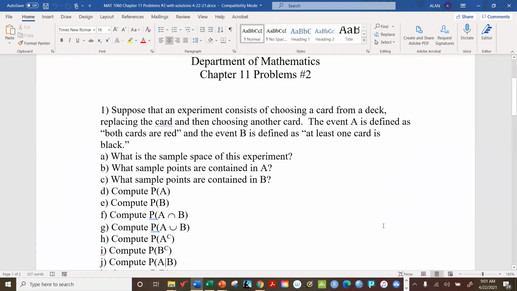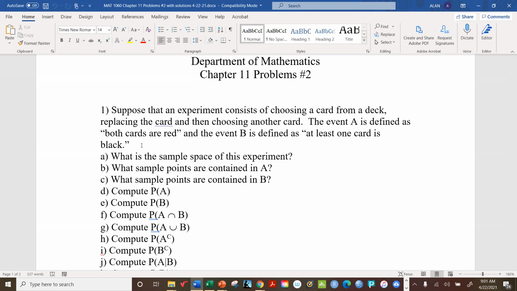What if we pick a card from a deck, we replace the card and choose another card? A means both cards are red. B means at least one card is black. Now, the way it's written, I hope it's clear that we're only interested not in the actual identity of each card, but whether it's red or black. Otherwise, the sample space would be enormous.